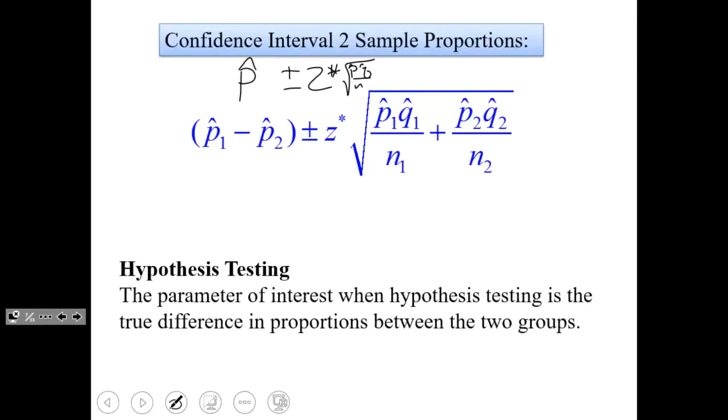Hypothesis testing is going to be done in a similar manner also. The parameter of interest when we're testing is the difference between the two groups. So that's what we're going to be investigating. We're looking for that difference, which is going to be P1 minus P2. And usually we'll get to pick which one is P1 and which one is P2.